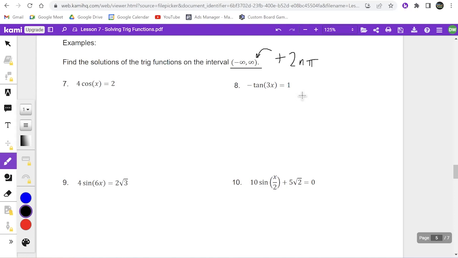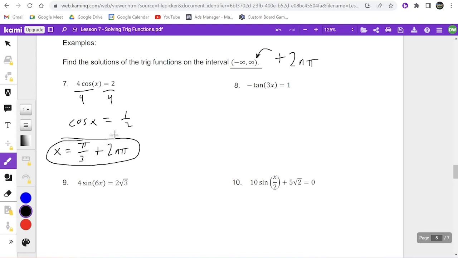So for this first one here, 4 cosine x equals 2. The good news is this is very similar to one we already answered on like the first set of problems we did. Let me explain. First thing I do is divide both sides by 4. So cosine x equals 2/4, which is the same thing as 1/2. And then I just have to ask myself, well, where does cosine x equal 1/2? The answer is x equals pi over 3 plus 2n pi. Okay, that's one of my answers.